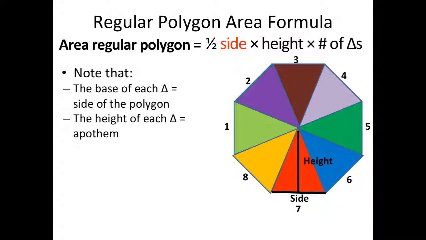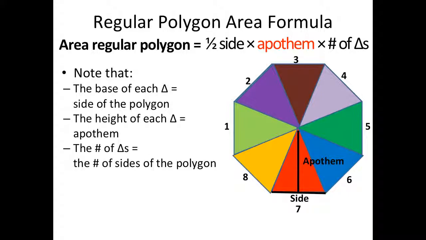Now the height of each triangle is the apothem. So I'm just going to switch that out. Instead of height, I'm just going to use the word apothem. So we'll plug that into our formula. And also note that the number of triangles equals the number of sides of the polygon. So instead of number of triangles, I'm just going to call it the number of sides. So now we have 1/2 of each side times the apothem times the number of sides.